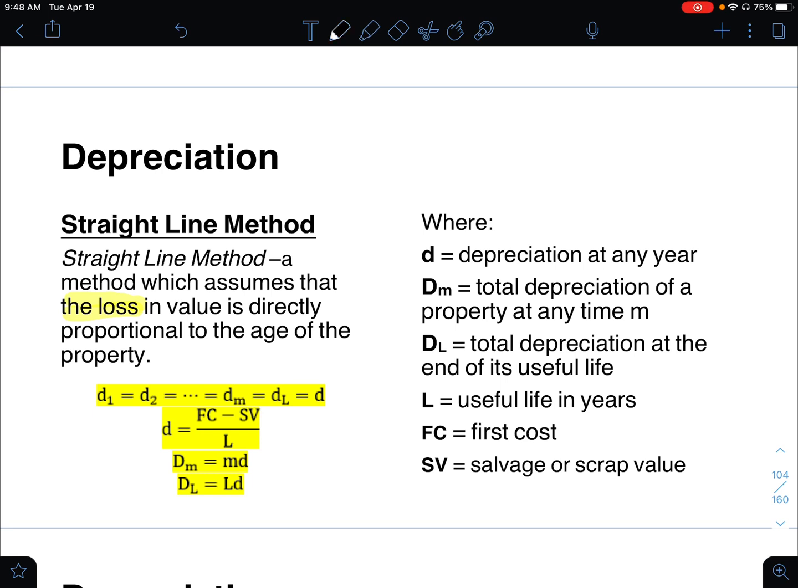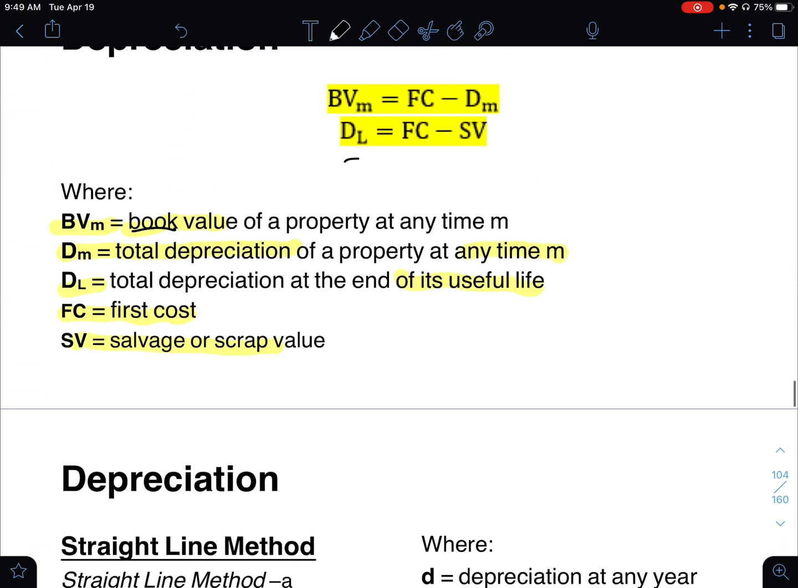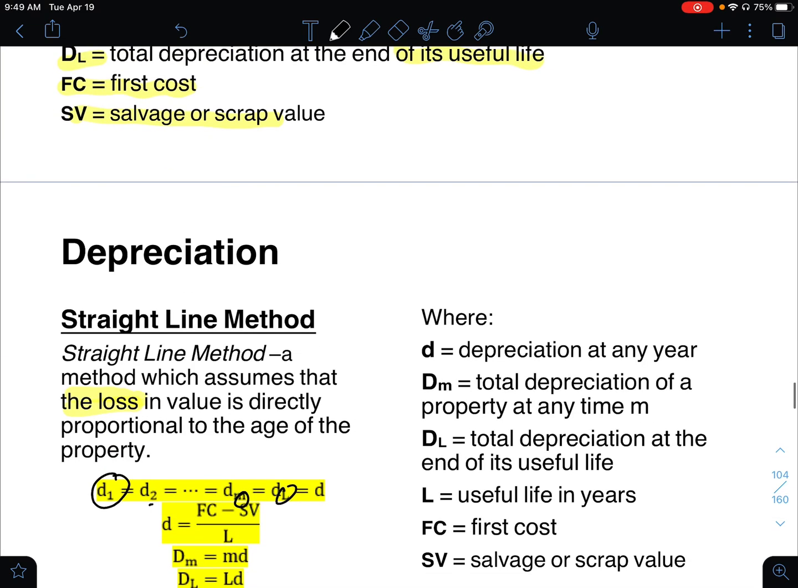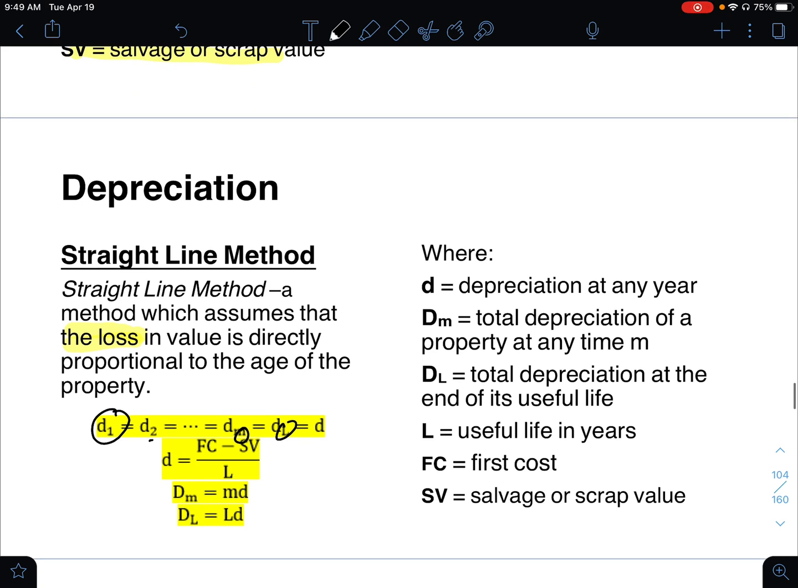So that is the interpretation. In the straight line method, we are going to need this formula. D is the depreciation in 1 year, M is the number of years at any time, and L is the useful life. We have D is equal to FC, the first cost, minus the salvage value, divided by the useful life in years. So we get the depreciation at any year.